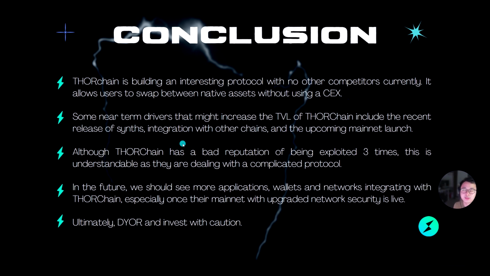Although THORChain has a pretty bad reputation of being exploited 3 times, anyone that got exploited was made whole by the THORChain team, and their code is pretty complicated. So it's a good thing that they have this chaos net, which is like an experimental mainnet, and this allowed for these exploits to take place in a more manageable scenario. And I think they have upgraded their security by a lot since the exploit, so I think they are a lot more secure now. So I think we'll only see more and more applications integrating and interacting with THORChain, and this will create more TVL and more transactions and swaps for the THORChain ecosystem, which would increase its fundamental value as well as price. But at the end of the day, do your own research and invest with caution.